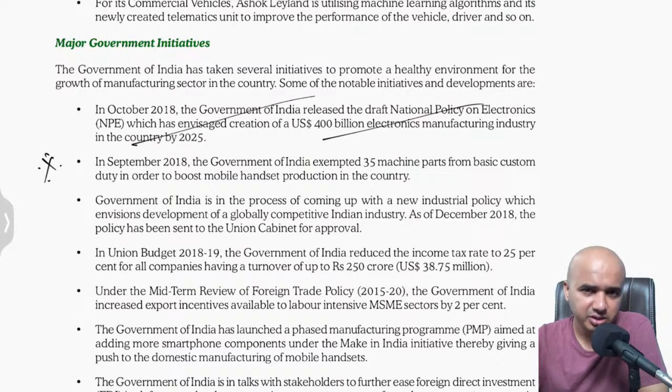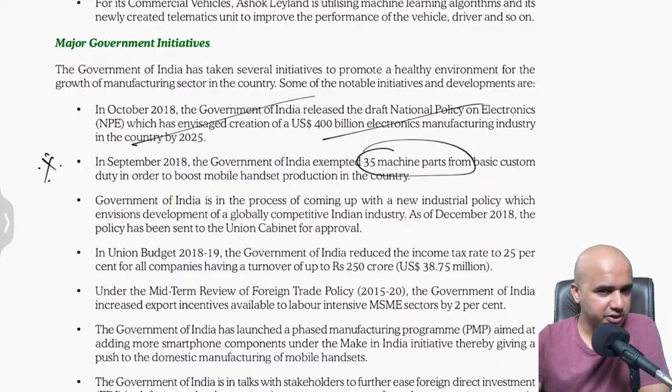But the point here is, what about the imports? When we import all these mobile parts, we have to pay huge custom duty because we will be importing from elsewhere, maybe China or US. So what the government did was, at least to start this process, let's start with assembling parts. Maybe down the line we'll actually manufacture all these components in India itself. That would be the ideal situation. But as a first step, they have made at least 35 machine parts used in a mobile phone exempt from basic custom duty.